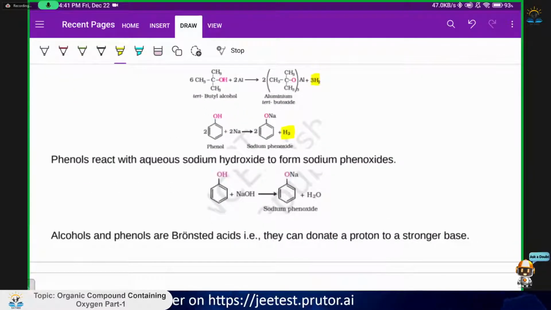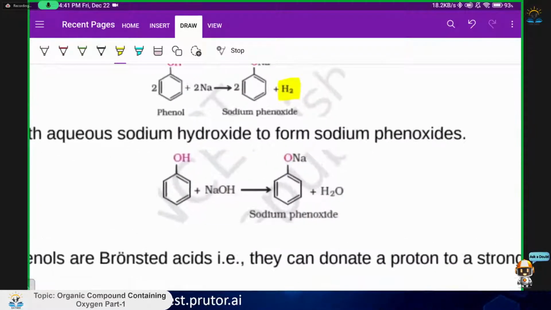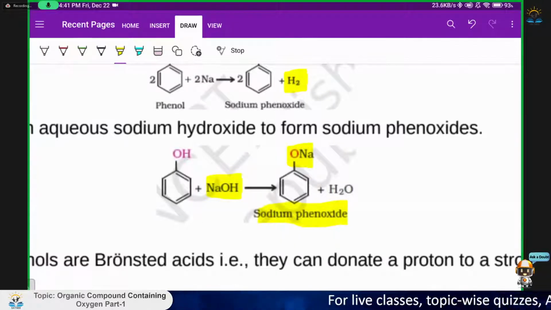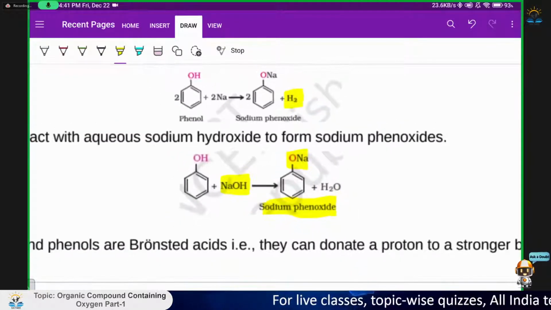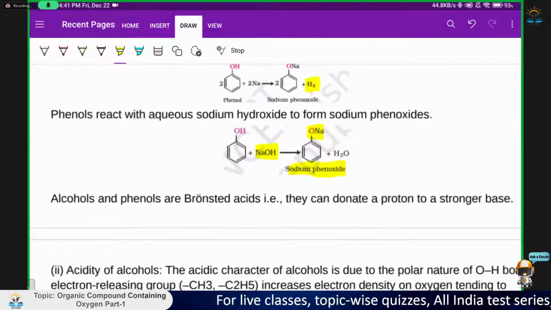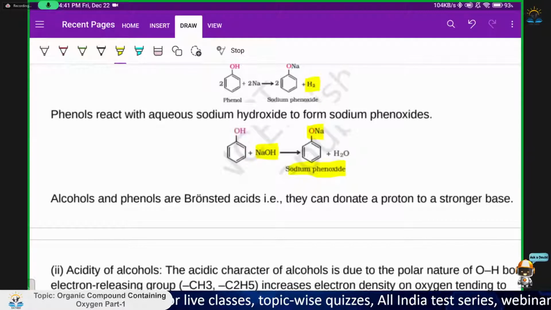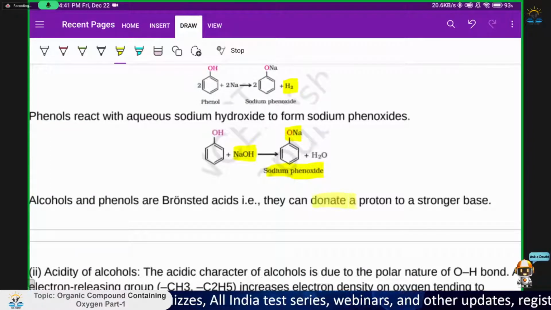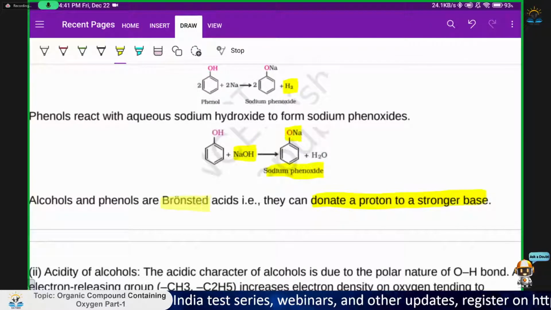Phenols react with aqueous sodium hydroxide to form sodium phenoxides. So when alcohols or phenols react with a base, they form the corresponding salt. Here, sodium phenoxide is a salt form. We know that when an acid and a base react, there is corresponding salt formation. So this reaction also proves that phenol is acidic in nature. Alcohols and phenols are Bronsted acids. That is, they can donate a proton to a stronger base. Since they can donate a proton to a stronger base, they are known as Bronsted acids.